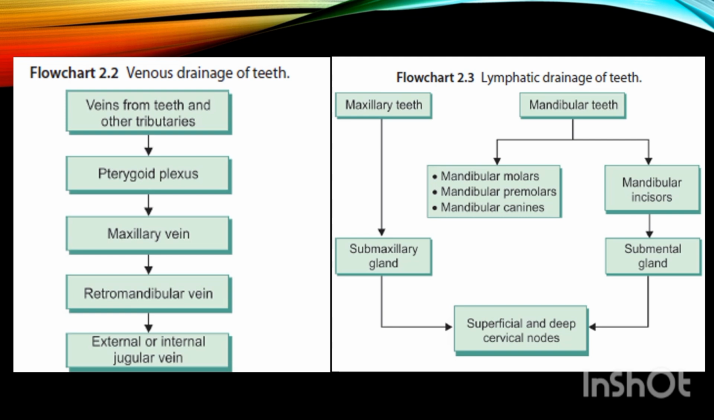Now the venous drainage ultimately happens to the external or the internal jugular vein, whereas the lymphatic drainage happens to the superficial and the deep cervical lymph nodes.